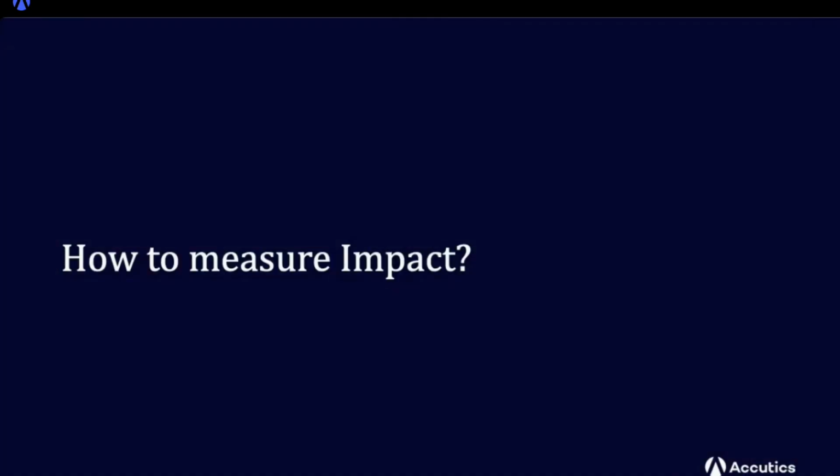Yeah, 100%. So I just had a question here. So how to measure impact? Because it's hard to get this metric, the perfect metric for impact. But I guess there's other ways to get there.